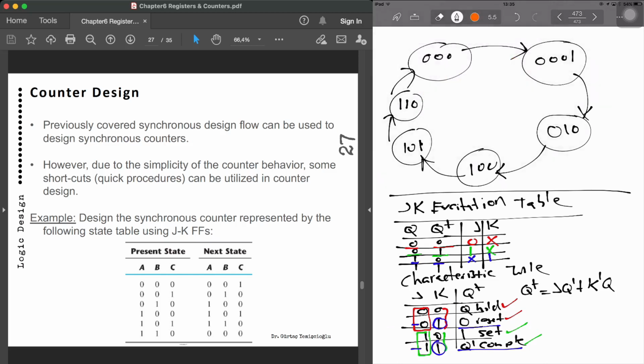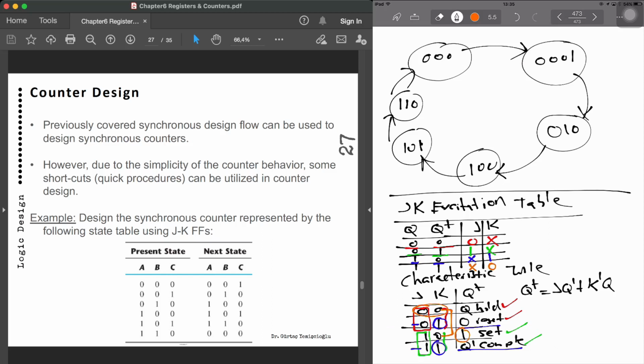And the last one, when both are 1, either we are holding the present state or we are setting the output to be 1. So K is 0, J is don't care. And that's the excitation table that we need to have. Now, based on that excitation table, we can easily rewrite our state table and find out what will happen to the flip-flop inputs. As we have in total 6 states, we have to use 3 flip-flops to cover those.